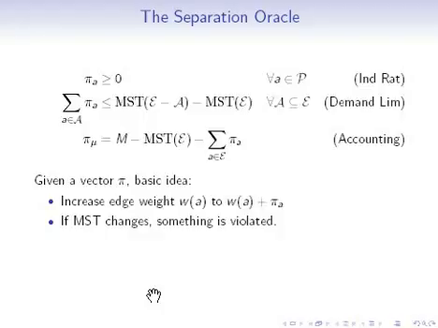So here's the basic idea of our separation oracle. We're basically going to solve the minimum spanning tree problem twice. First, we're going to solve it with the original weights, and then we're going to solve it with increased weights where we added the demands. And if the minimum spanning tree solution changes, then we know that some set of edges must be demanding more than what they should be getting paid.